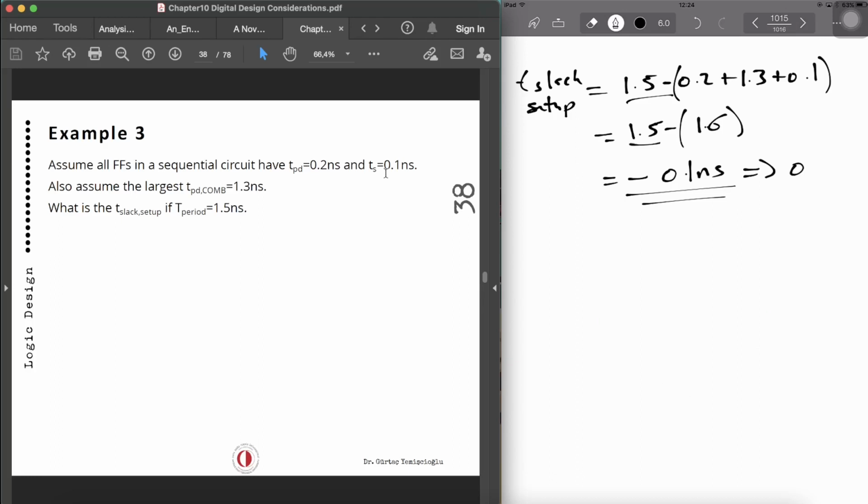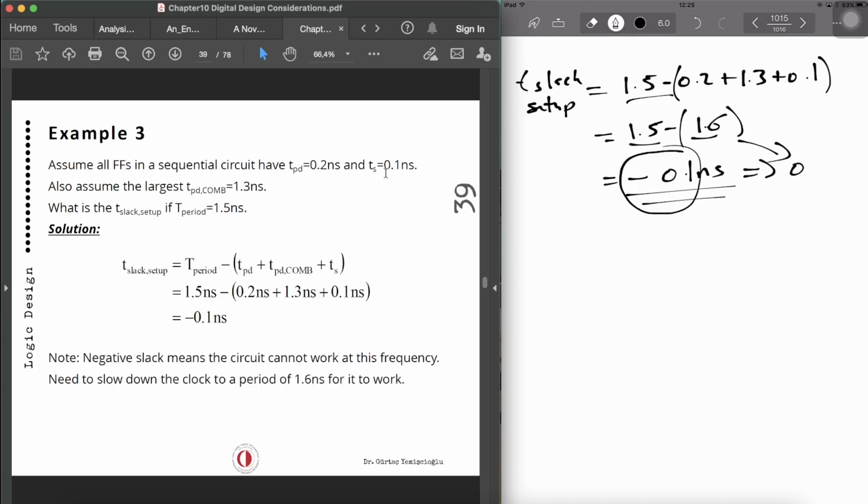We don't have enough time because of the lack in this period. We are working at 1.5 nanosecond. But if this period was 1.6 nanosecond, then this would be 0. So there is a 0.1 nanosecond difference. So what we need to do is, for this negative slack, this circuit is not going to work at this frequency. And we need to slow down the clock by 0.1 nanosecond so that we can have 1.6 nanoseconds and it works. Okay, so this is what we observe with this negative setup slack.